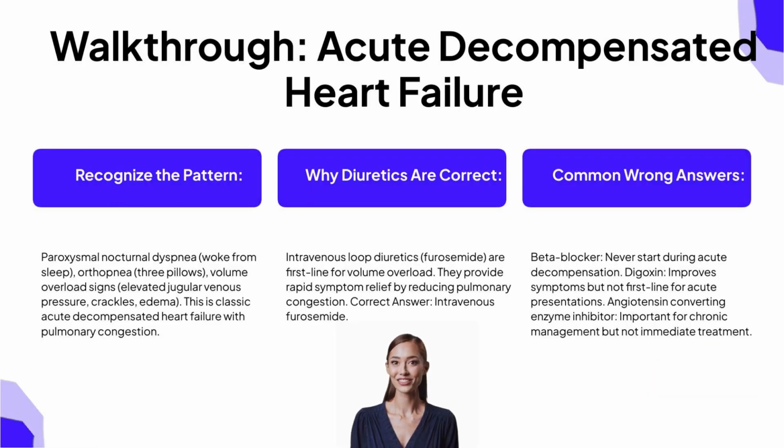Let's break this down systematically. The paroxysmal nocturnal dyspnea, the orthopnea with 3 pillows, the elevated JVP, crackles, and edema all point to acute decompensated heart failure with volume overload. The correct answer is intravenous furosemide. Loop diuretics are first line for pulmonary congestion. Don't pick beta blockers in acute decompensation. Don't pick digoxin or ACE inhibitors as first line for acute presentations. These are chronic management drugs.